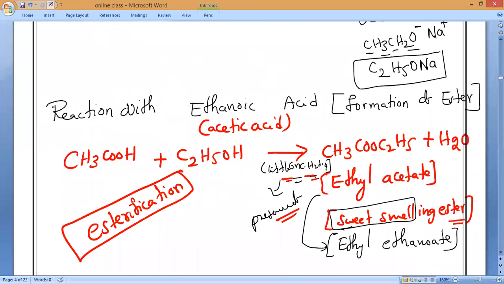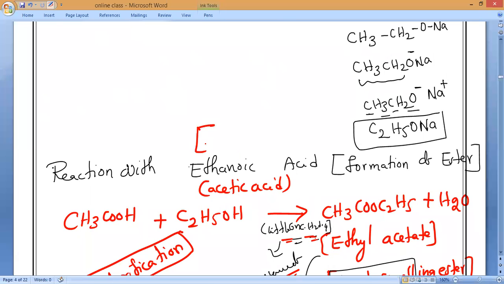And remember, ethanoic acid is what family? Functional group. Anybody?